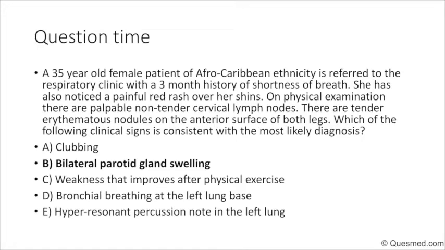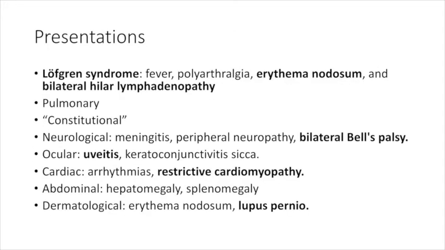Clubbing is more likely related to other diseases such as metastatic cancer, or localized cancer, and can also be caused by infections as well. Weakness that improves after physical exercise refers to Lambert-Eaton syndrome associated with small cell lung cancer. Bronchial breathing at the left lung base is associated with a pneumonia, and a hyperresonant percussion note in the left lung is consistent with a pneumothorax.